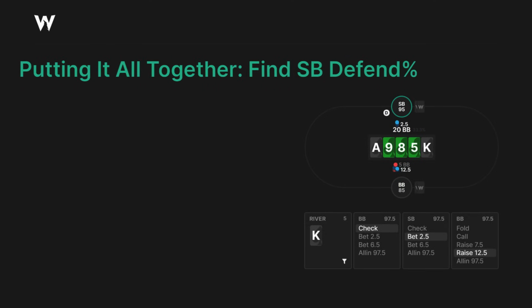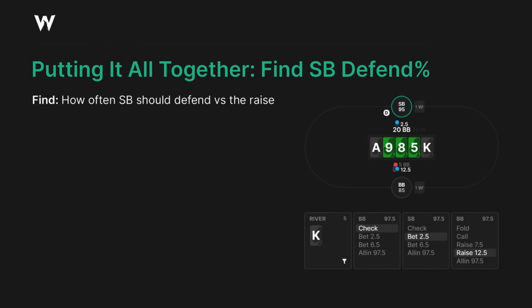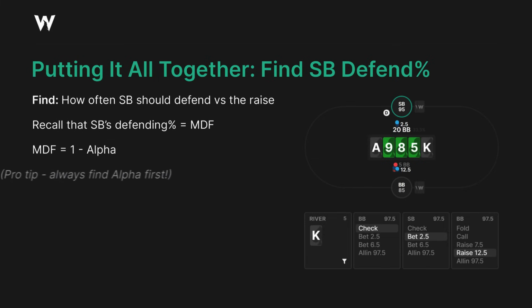Step 2, we're going to find how often small blind should defend. So recall that their defending frequency is just equal to the minimum defense frequency. And MDF is just 1 minus alpha. Now, there are some formulas that calculate MDF immediately. I recommend you don't use those because they just don't work with a raise. So pro tip, always find alpha first.